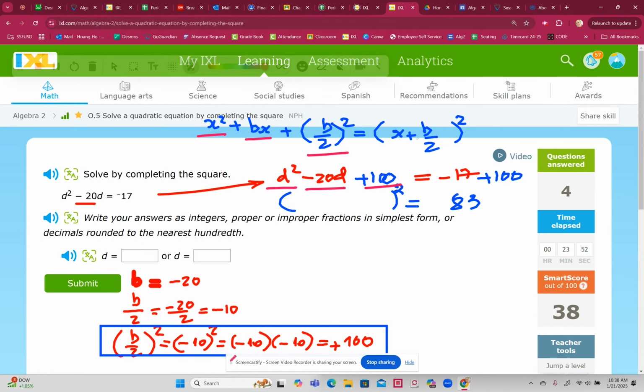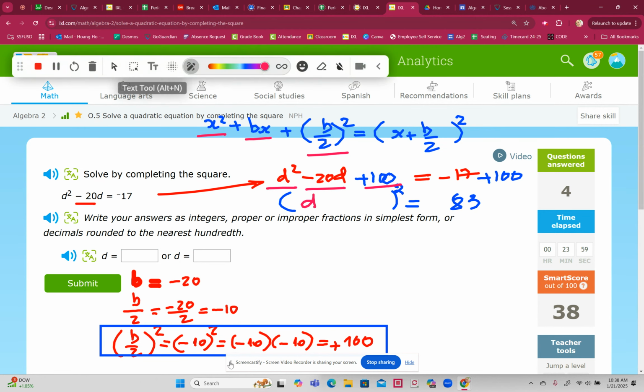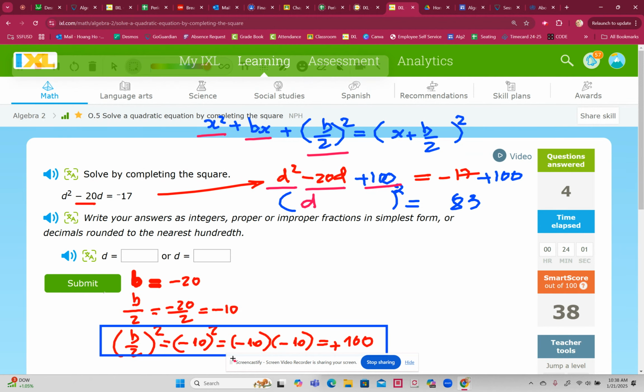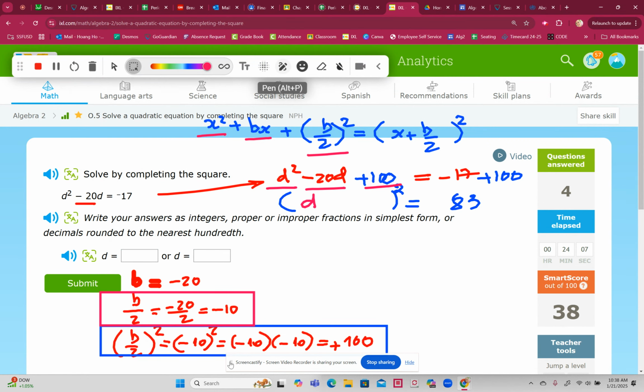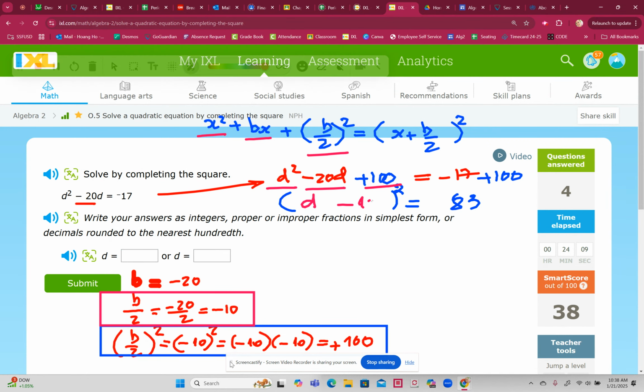So the perfect square, the variable was x, but now the variable is d. What's b over 2? Brian Chan, what's b over 2? Right here, you already found it. Negative 10. Alright? You put negative 10. That's it. Done. So now, d subtract 10 to the power 2.